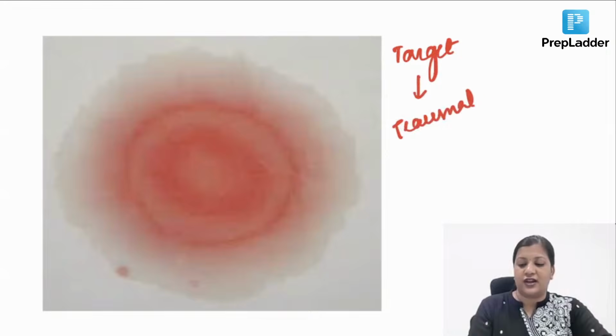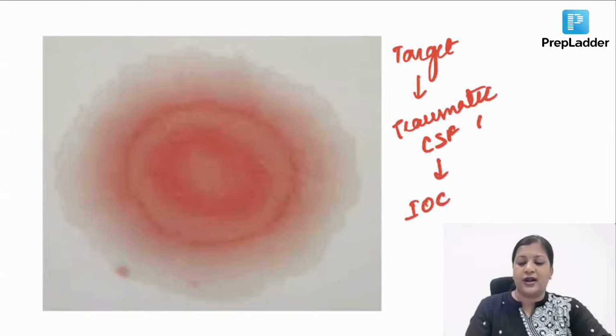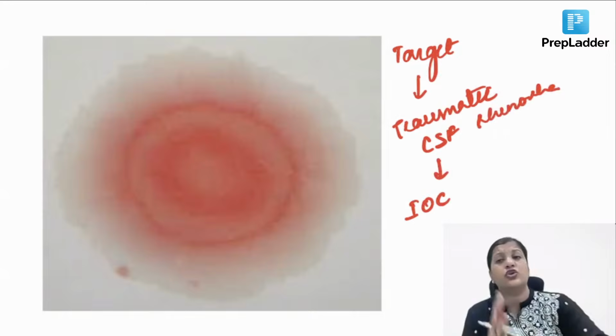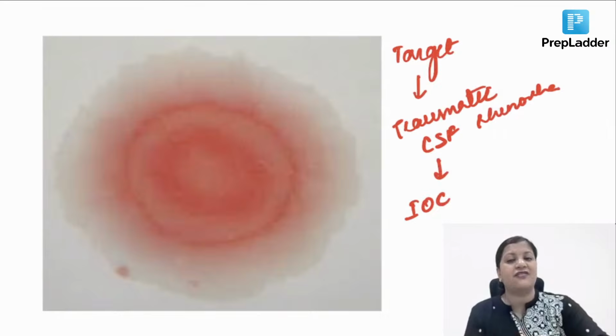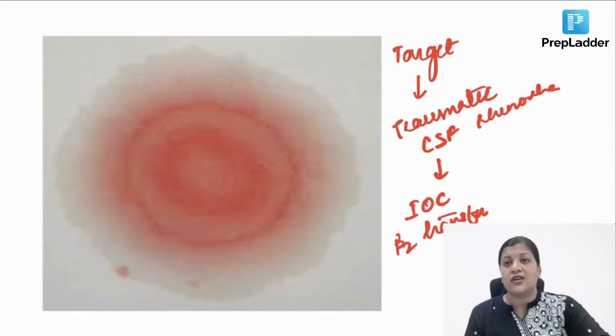So if I ask you a question, what is the investigation of choice for traumatic CSF rhinorrhea? What should your answer be? What investigation will surely tell me that this is CSF and not other nasal fluid? Which investigation will tell me that? Yes, it is beta-2 transferrin. Somebody said CECT, CT cisternography. The answer is not that. The investigation of choice will be beta-2 transferrin.